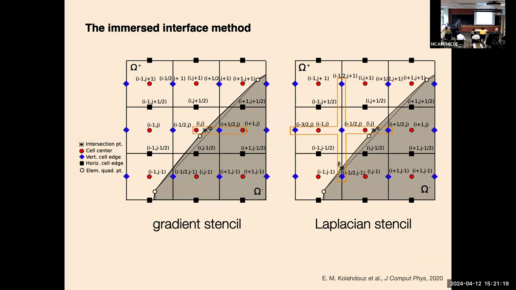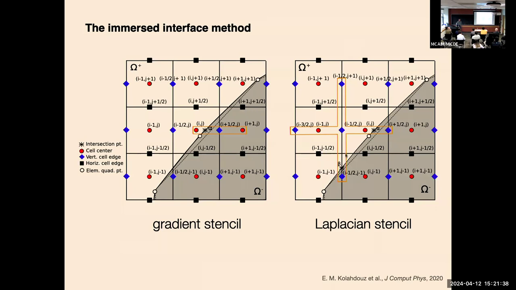You need to be able to compute pressure gradients. Pressure gradients involve differences of pressures. And so whenever those stencils cut an interface, you need to figure out where the cut is, what the forces are on that interface, and then you can use those to figure out the jump conditions. And then you just build those in, you move those over to the right-hand side.